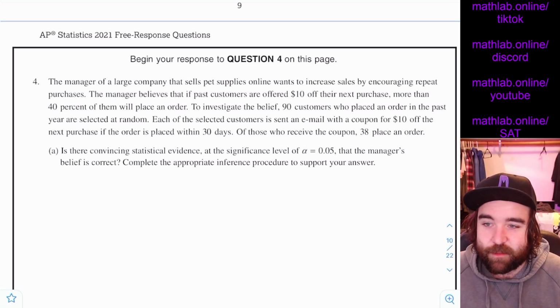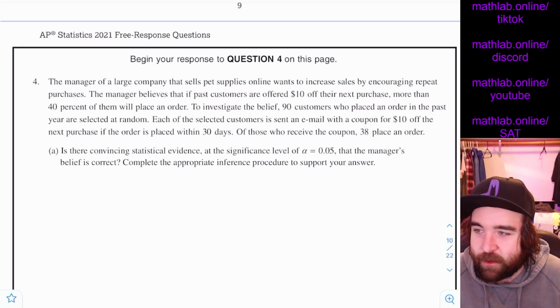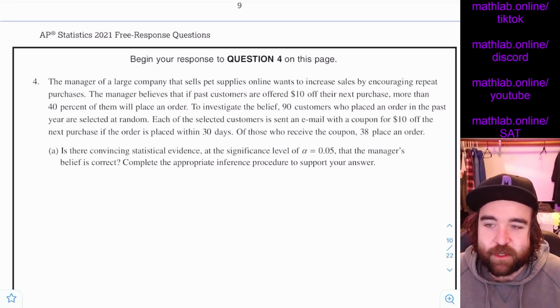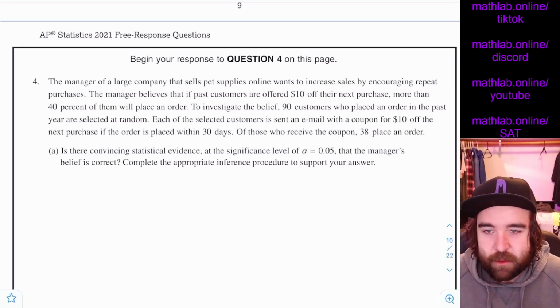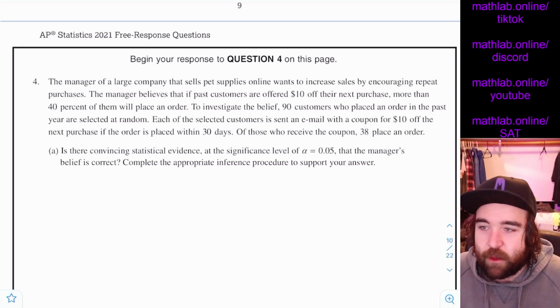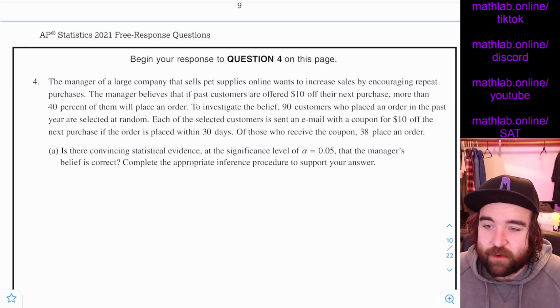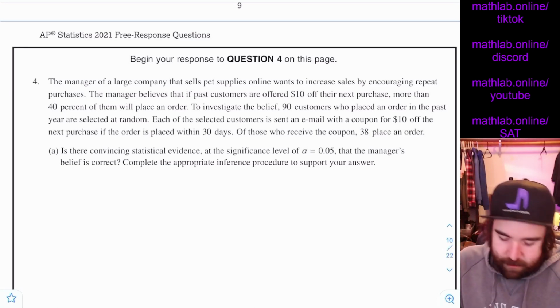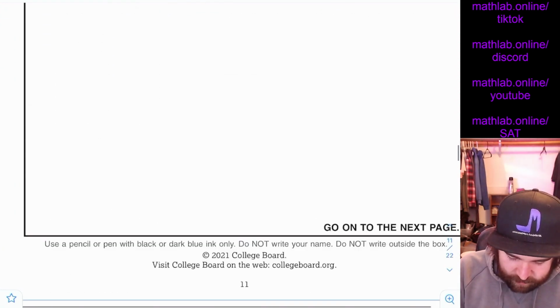To investigate the belief, 90 customers who placed an order in the past year are selected at random. Each of the selected customers is sent an email with a coupon of $10 off the next purchase if the order is placed within 30 days. Of those who receive the coupons, 38 place an order. Is this convincing statistical evidence at the significance level? Wow. They're asking a lot of us here.